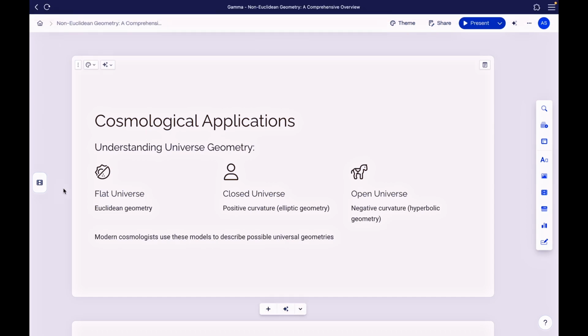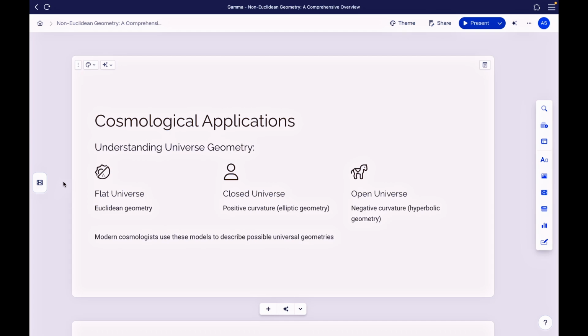There are also cosmological applications, basically understanding the geometry of the entire universe. In Euclidean geometry, the universe is flat. In a closed universe, or with a positive curvature, it's elliptic geometry. And an open universe is negative curvature, or hyperbolic geometry. So modern cosmologists use these models to describe many possible universal geometries. But this is beyond the scope of this video.